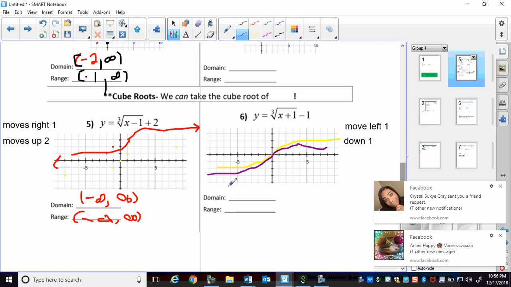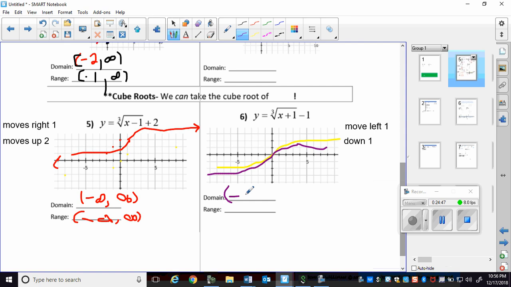But what doesn't change is that the domain is still negative infinity to positive infinity, and the range is still negative infinity to positive infinity.